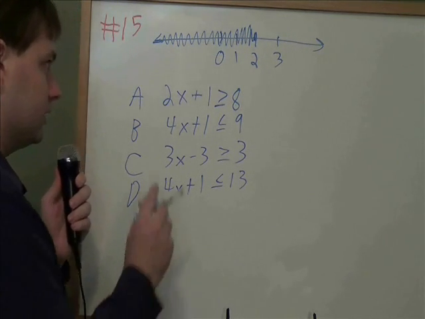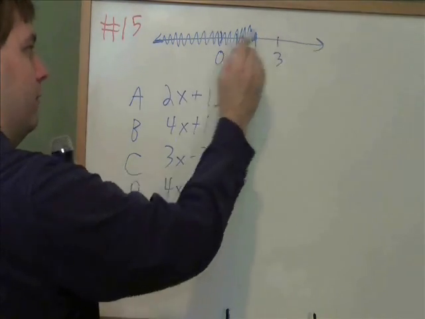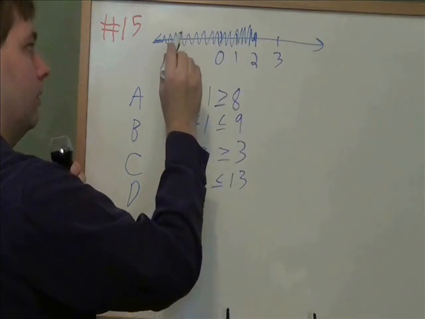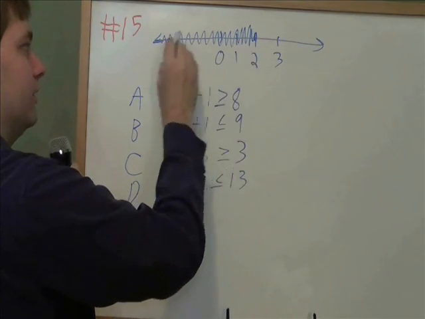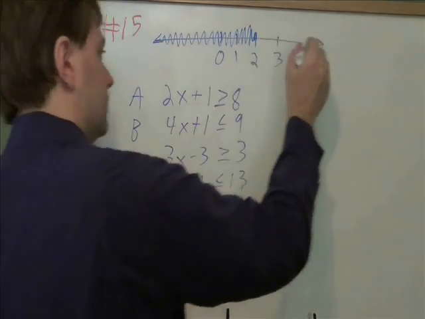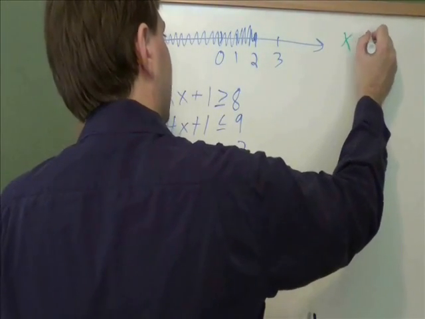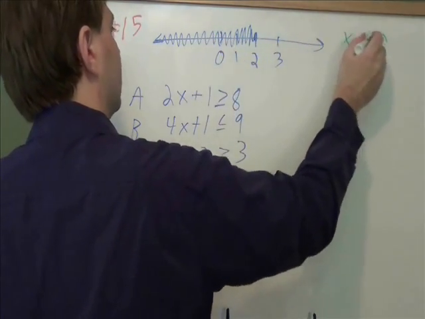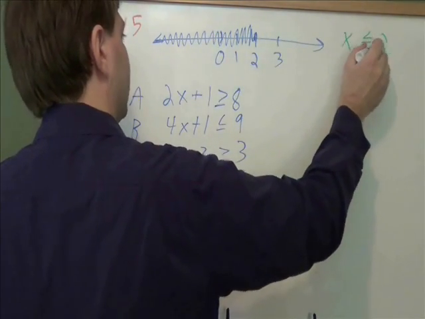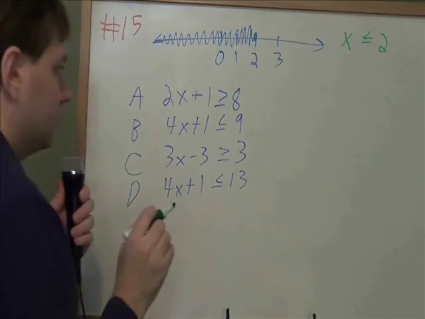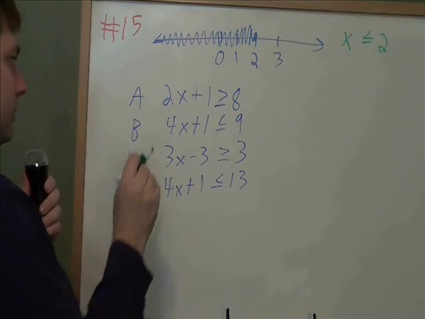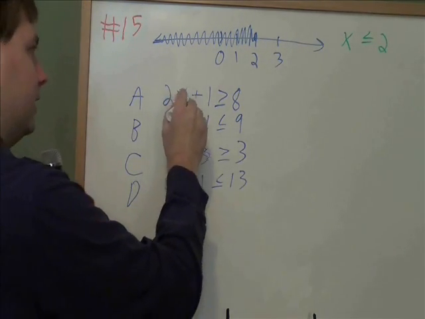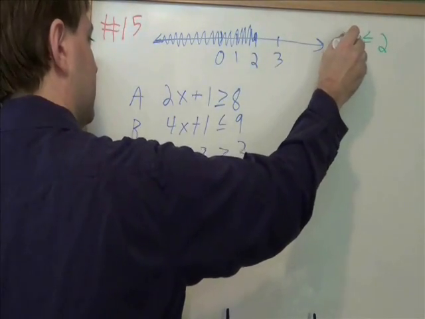For this problem, we need to start by figuring out what this graph means. Well, we've got everything from the left side of 2 shaded. So this is the graph of x is less than or equal to 2. Numbers like 1 and 0 and negative 1 are all shaded, and they're all less than or equal to 2. So now to figure out what the answer is, we need to take each of these and simplify it and see whether or not it turns into this.